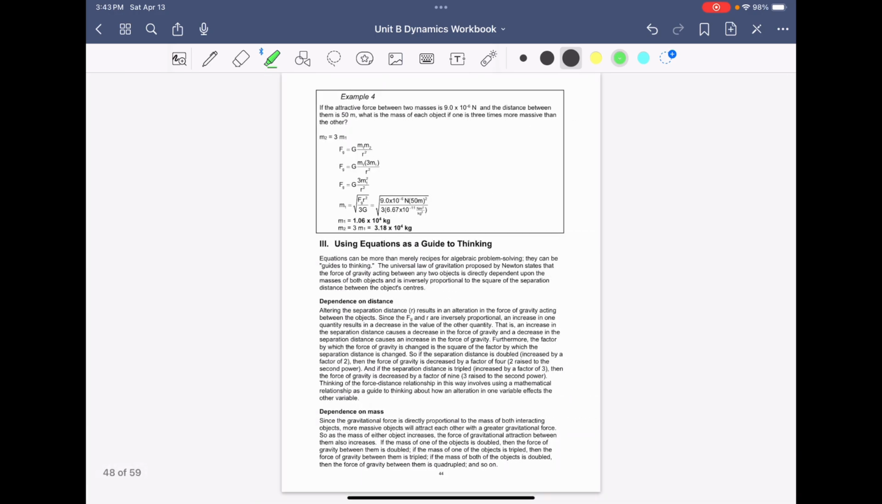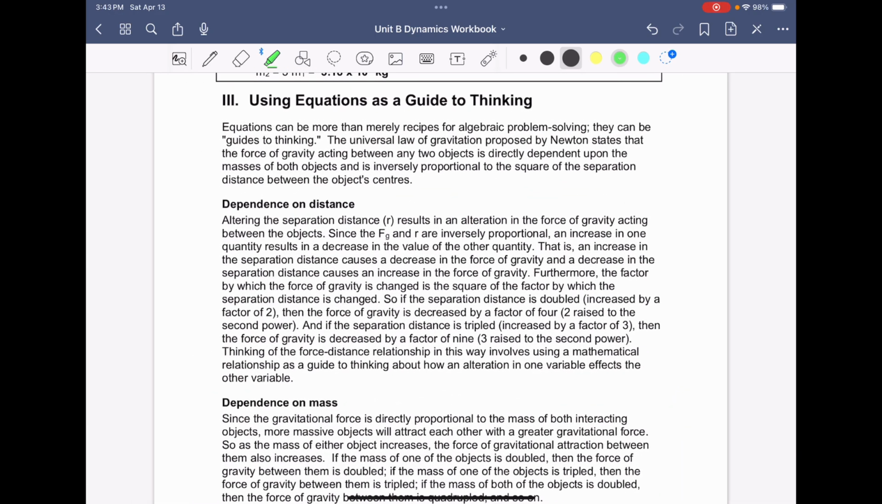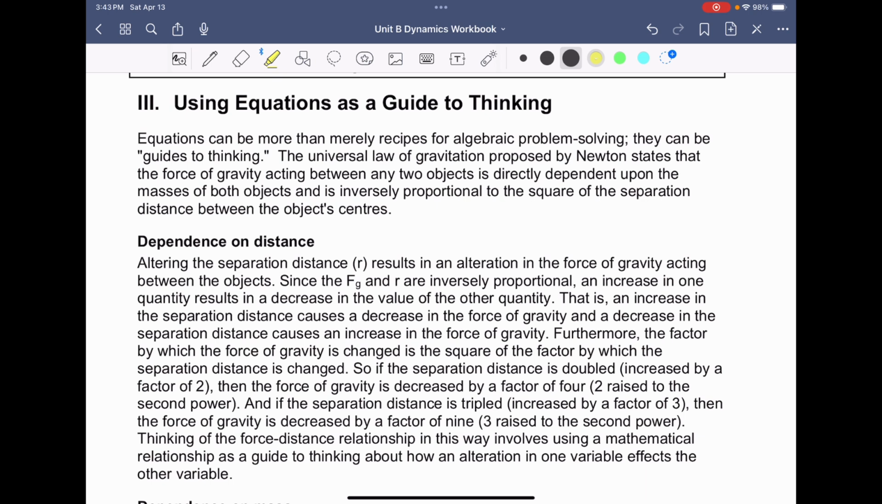All right, before we touch on the problems, there's just a couple more notes I wanted to make. I know I said that on the last page, but I want to really highlight the proportional statements when it comes to proportional masses and the proportional 1 over r squared, or the inverse square law, and the direct proportional nature of the masses. The universal law of gravitation, proposed by Newton, states that the force of gravity acting between any two objects is directly dependent on the masses of both objects and inversely proportional to the square of the separation distance between the centers.